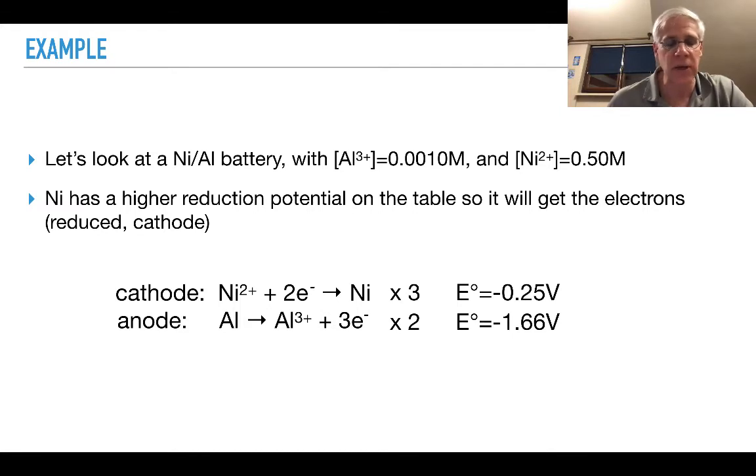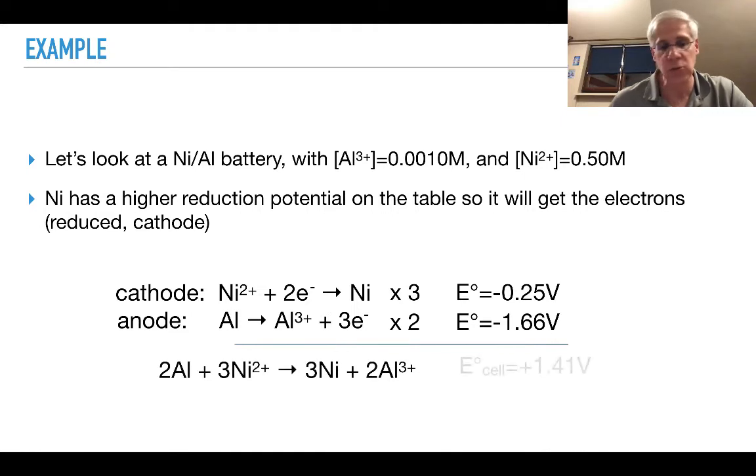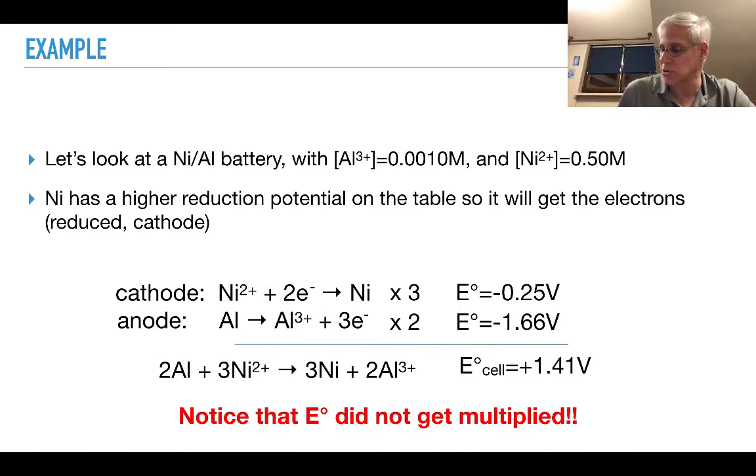So in order to add these two equations together, we have to add them so that the electrons balance out, just like before. I've got 3 electrons for the aluminum. I've got 2 electrons for the nickel. So I have to multiply my cathode equation by 2 to get 6 electrons. I have to multiply the anode equation by 3 to get 6 electrons. We add those together and we get 2 aluminum plus 3 nickel 2 plus goes to 3 nickel plus 2 aluminum 3 plus. Okay, notice, very important, that the E zeros do not get multiplied. It is an intensive property, E0, so it does not get multiplied.